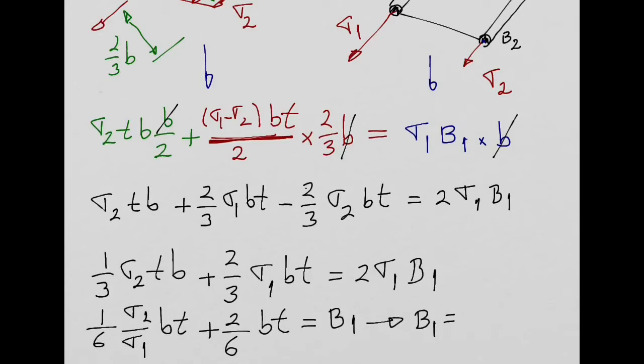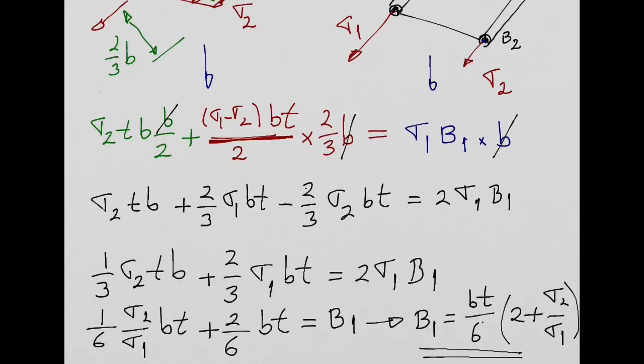I think something is not correct here. I'm missing something. Oh, no, it might be okay. Let's see. Yeah, we'll see at the end if I get the final result. All right, so what can I do? I can say we will get BT over 6, and then we will have what? BT over 6, we will have 2 plus sigma 2 over sigma 1. It's correct, right? Yes. And this is the correct result. So we have everything right.